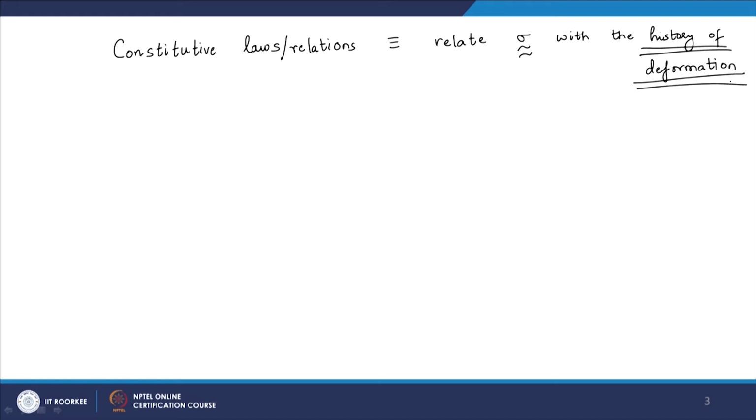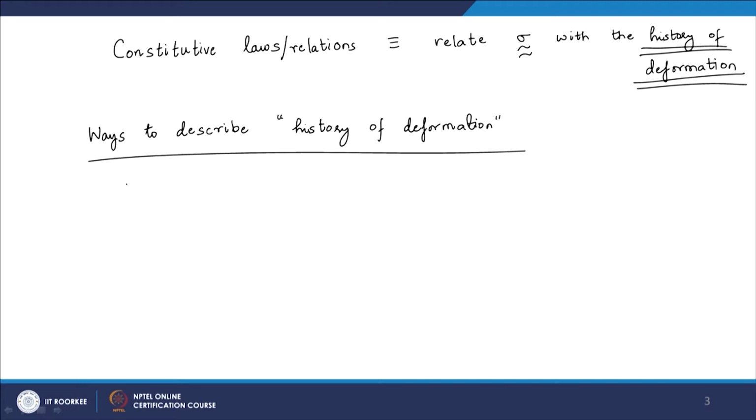Now, the question is, how do we quantify the history of deformation? So, there are two ways of doing it. So, the ways to describe history of deformation, the first one is known as the deformation gradient tensor.